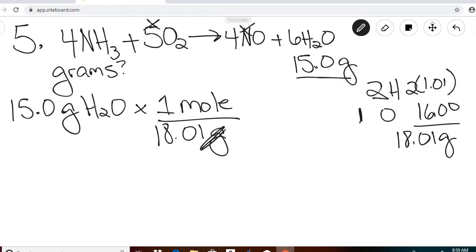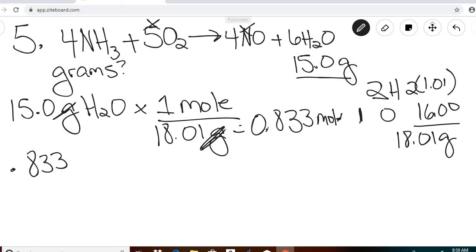Okay, so grams will cancel, and we'll be left with moles of water. I'm going to need to do some calculations here, so bear with me. So it's going to be, with 3 significant figures, 0.833 moles of water. Okay, so 0.833 moles of water.